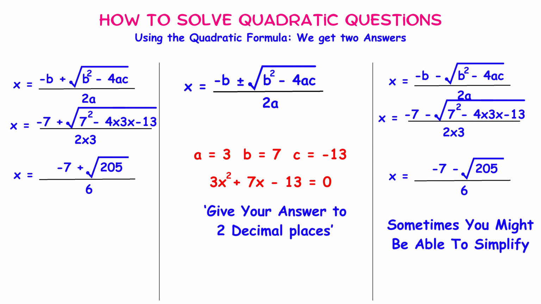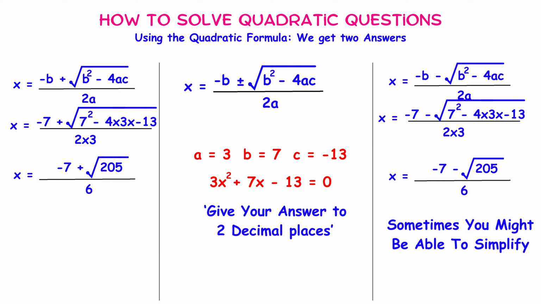Then if we do the 49 minus negative 156, the two negatives turn into a plus, and we get positive 205 in the square root, while the rest of the answer stays the same. Sometimes you might be able to simplify down the root, but in this case we can't, so this is the most simple it can go, and we'd leave our answer like this. For the positive version of the equation on the left, our answer would be almost the same, except we would change the minus sign to a plus sign, so we'd get negative 7 plus root 205 over 6.